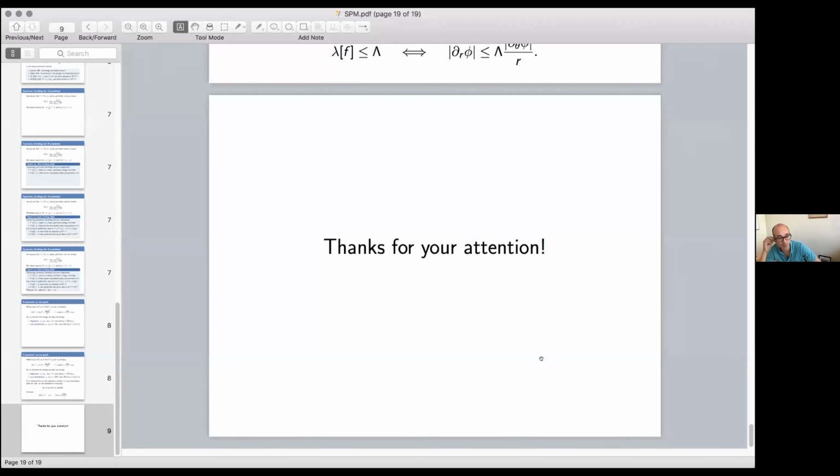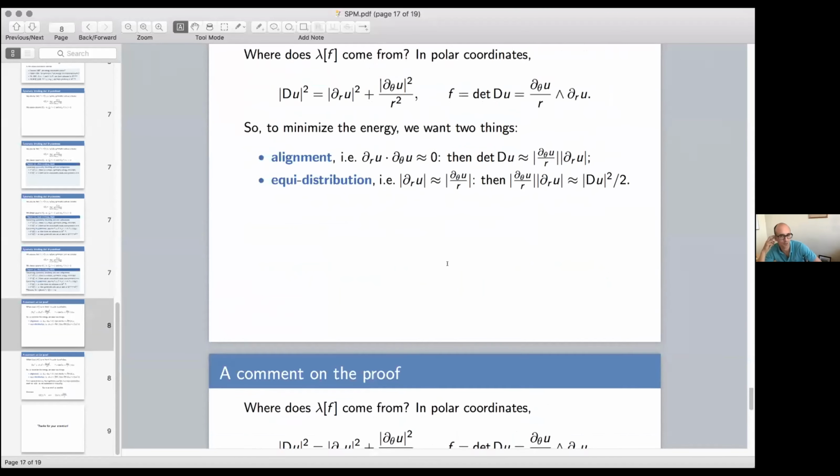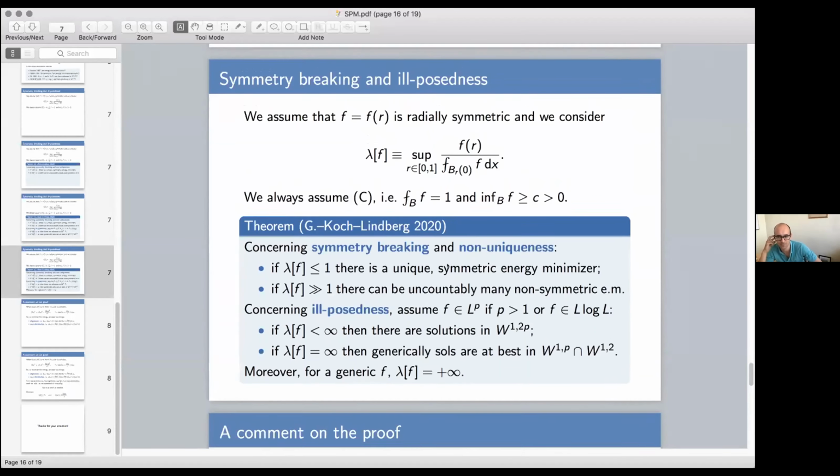So you say that you can build uncountably many, basically non-radial solutions, right? Do they keep some symmetry, like axial symmetry, or do they not have any symmetry at all?